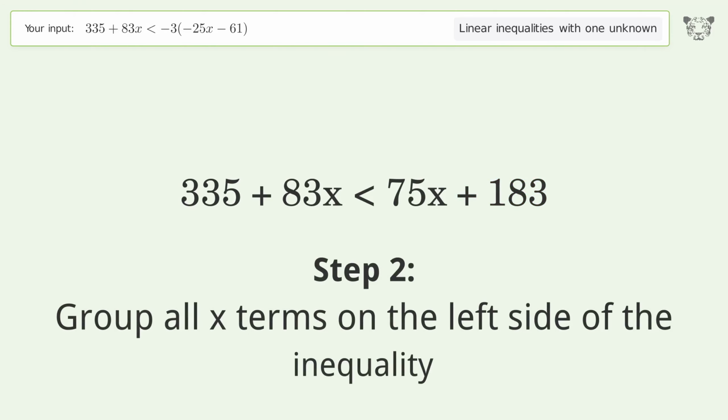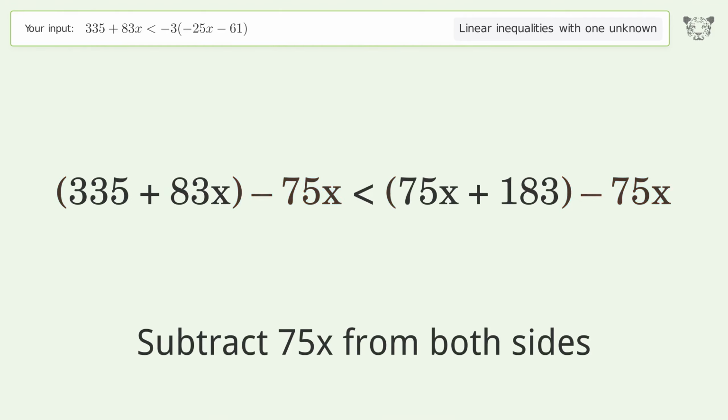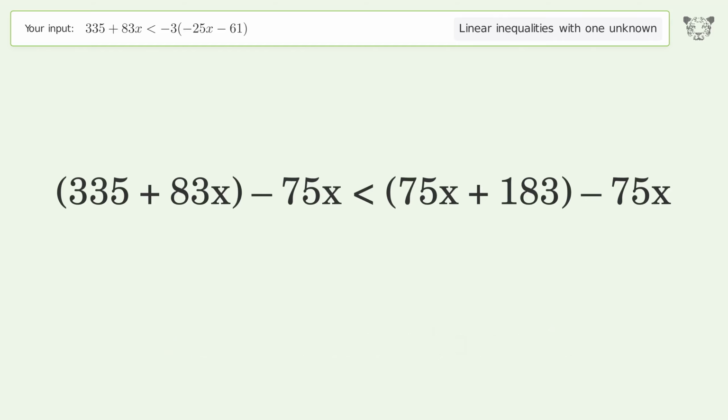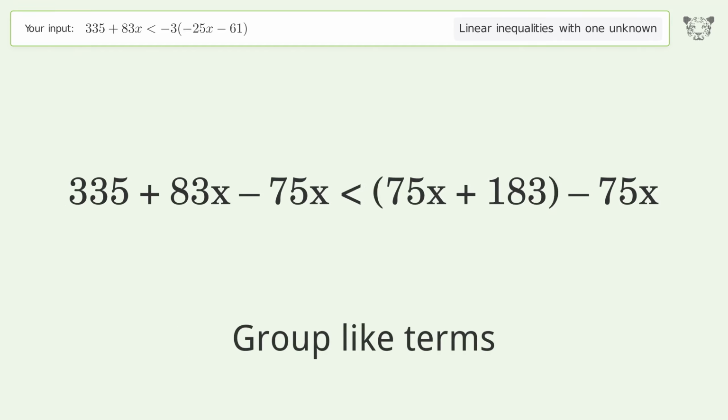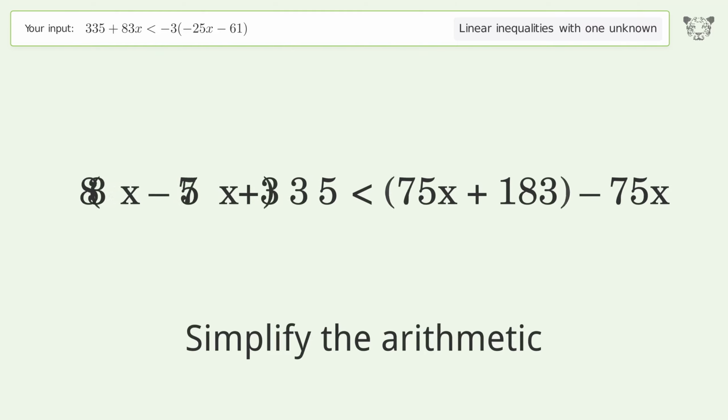Group all x terms on the left side of the inequality. Subtract 75x from both sides. Group like terms. Simplify the arithmetic.